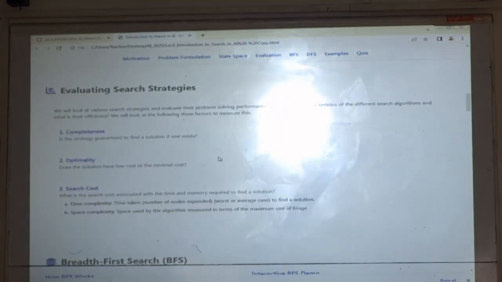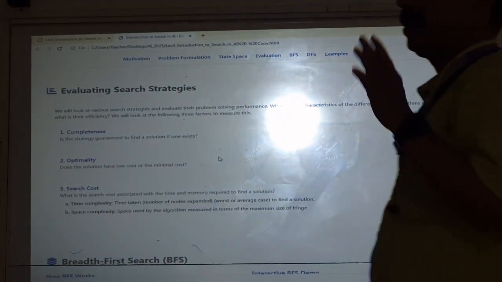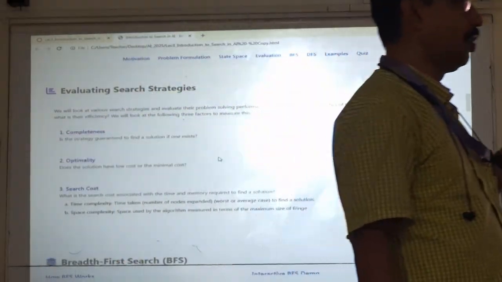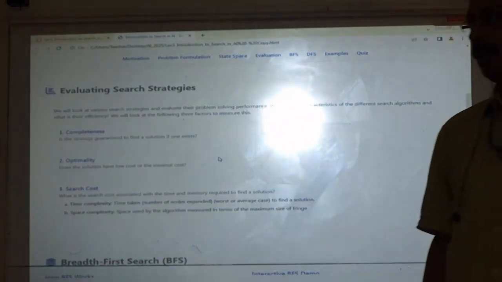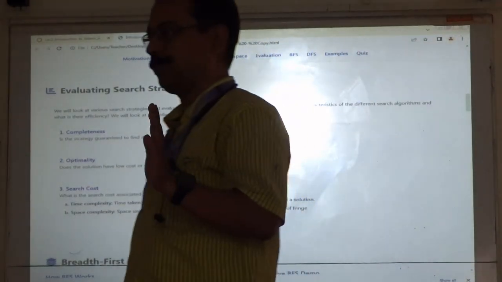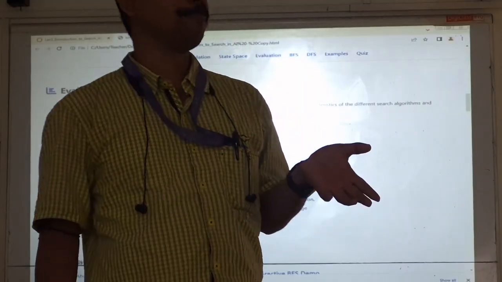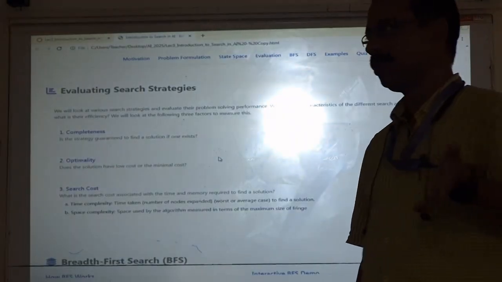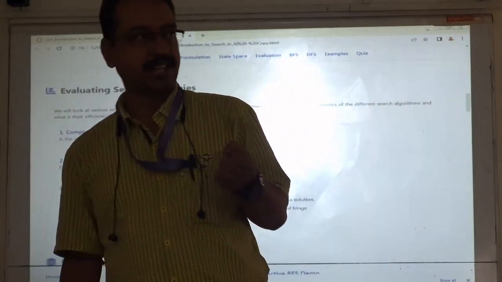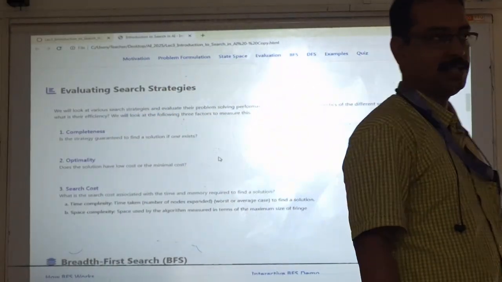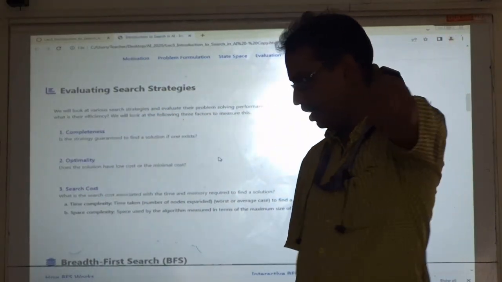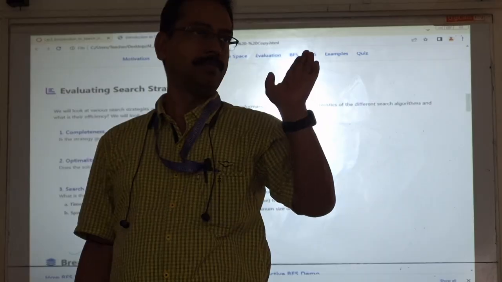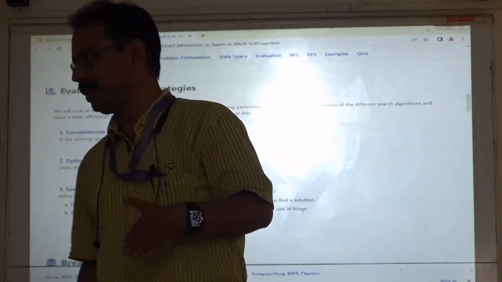Now we are discussing uninformed search, and under the uninformed search category we have discussed two different searches. One was the BFS, another is the DFS, breadth first search and depth first search. So other than this breadth first and depth first search, we also have some more types of uninformed search like uniform cost search, then some modified version of DFS with iterative deepening, something like that.